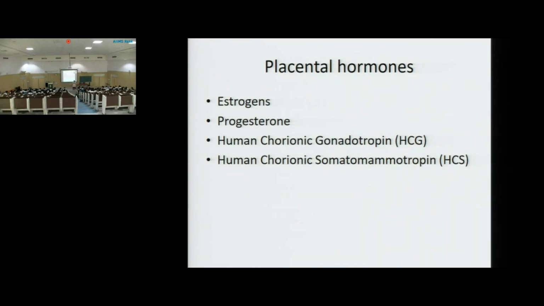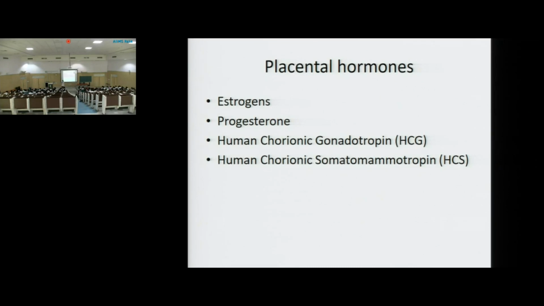Now we have talked about the mechanism of exchange. This we have already discussed for carbon dioxide and oxygen. We have also discussed that the waste products will be exchanged by the same process of diffusion. Again, a gradient has to be there. So definitely the fetal blood has more waste products, so again due to the difference in the gradient, there will be exchange through diffusion, and the nutrients from the maternal blood will be exchanged to the fetus on the basis of the gradient created, and hence by the process of diffusion.